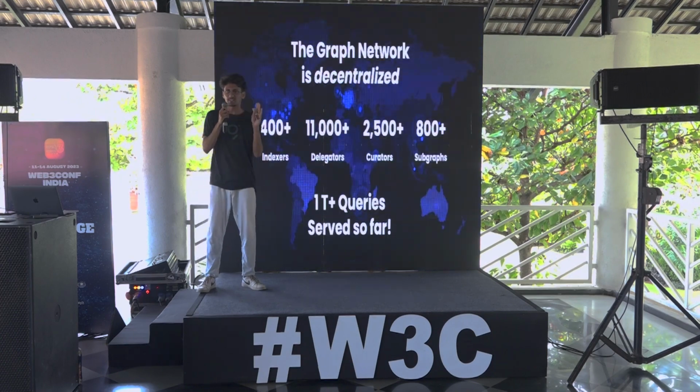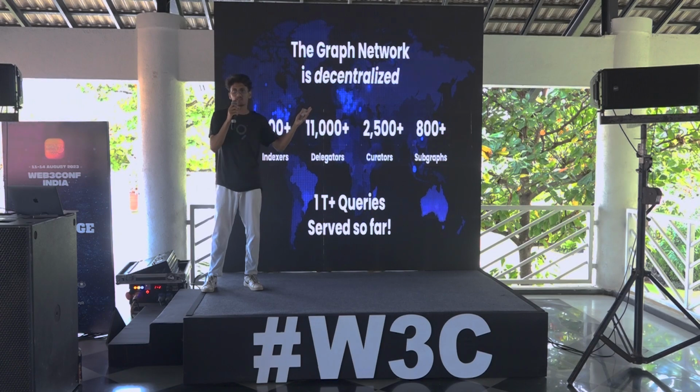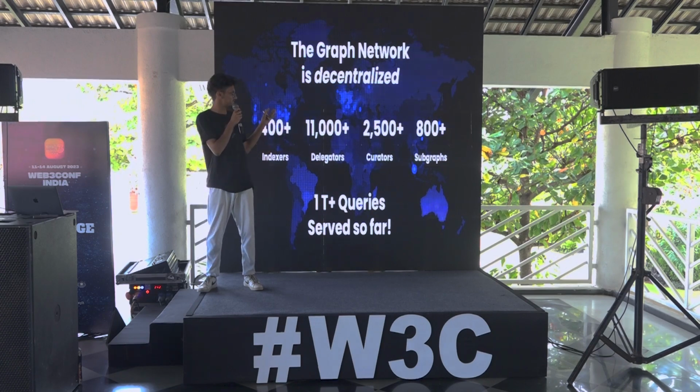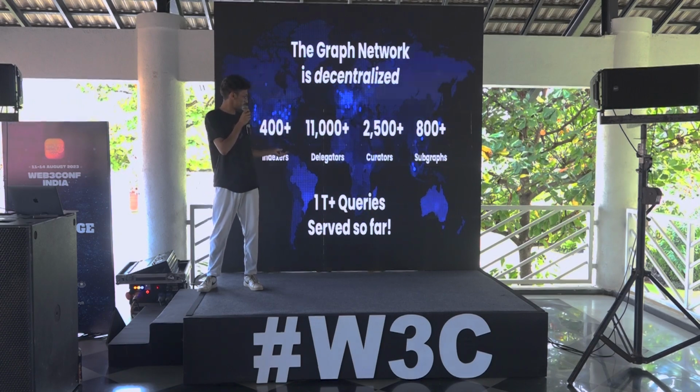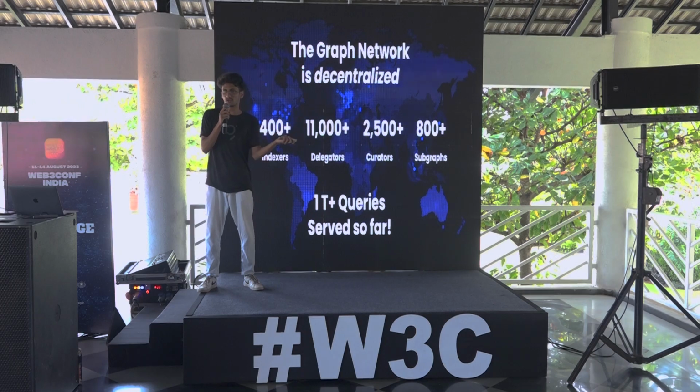These are some of the statistics of the Graph protocol. There are 400 indexers, 11,000 delegators, 2,500 curators and 800 plus subgraphs deployed. I think this number might be updated now. And recently, we crossed a milestone of 1 trillion queries that have been served so far.